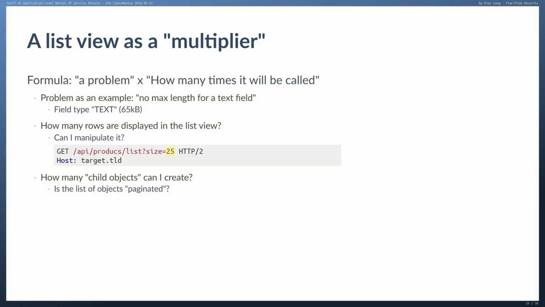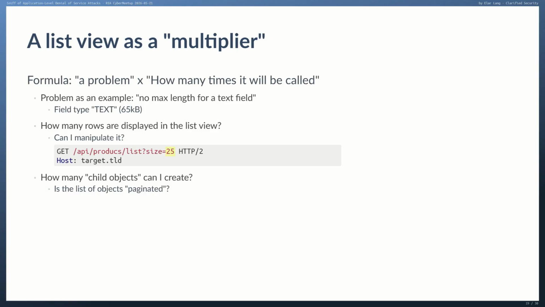If the application has some issue, which at first may seem not important, not a big thing, the question is: is it possible to amplify it or multiply it? Let's take again the missing max length for the text field. The text field alone is 65 kilobytes, not a big problem. But now the question is how many times I can get this into the output. Again, we go back to the list fields. How many times does it appear in the list? Can I manipulate how many rows are returned?